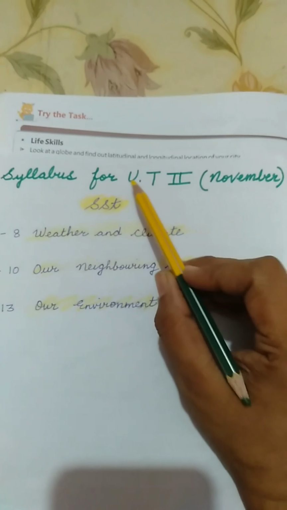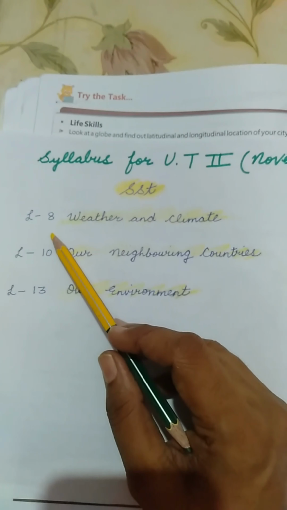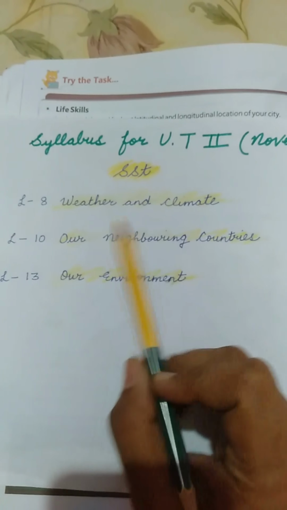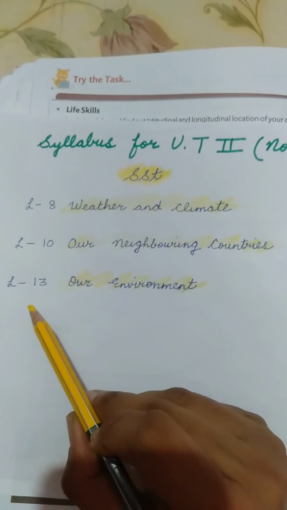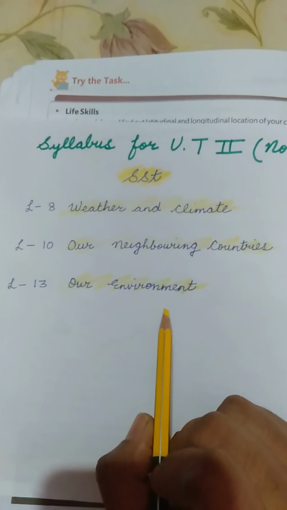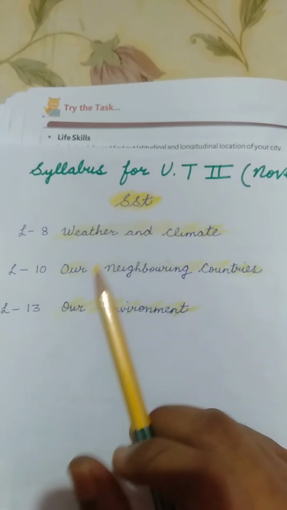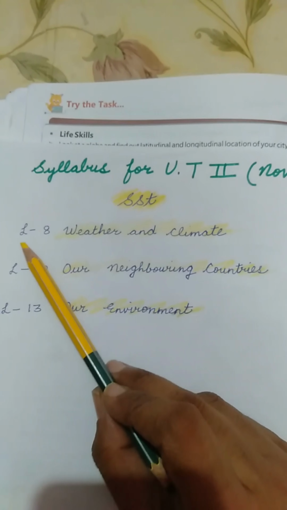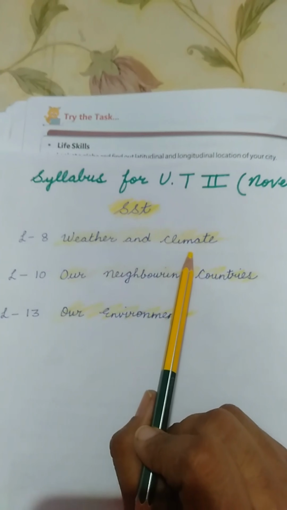For SST, for unit test 2, we are having 3 lessons. Lesson number 8, weather and climate. Lesson number 10, our neighboring countries. And lesson number 13, our environment. We are going to learn so many things in this unit. So we are going to begin with lesson number 8, that is weather and climate.